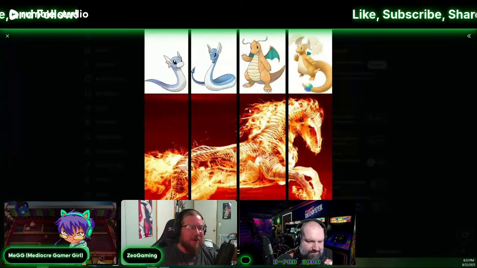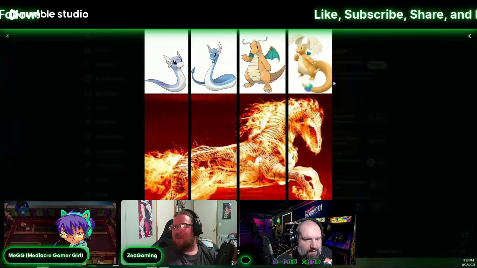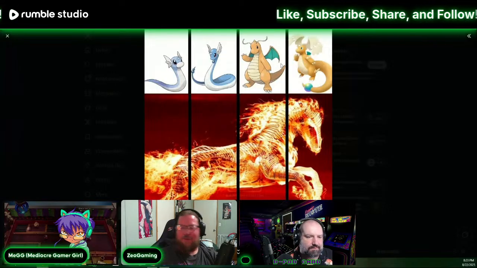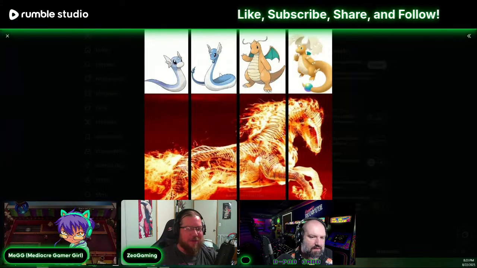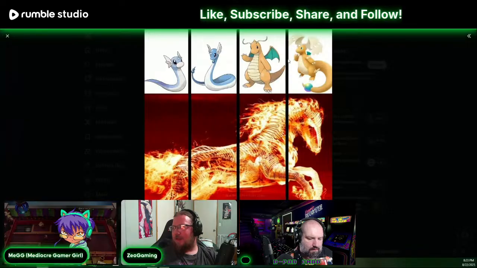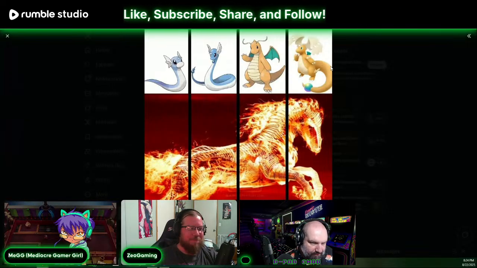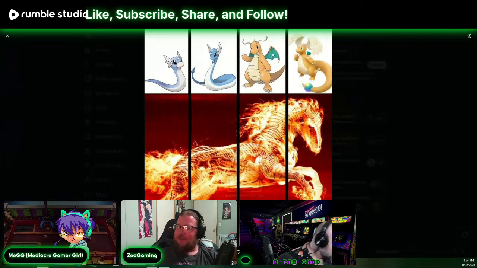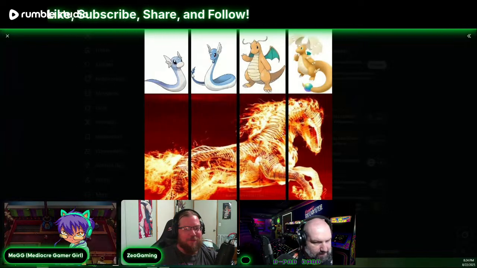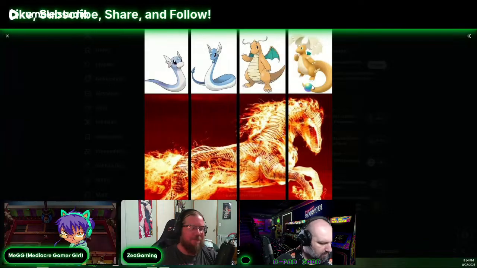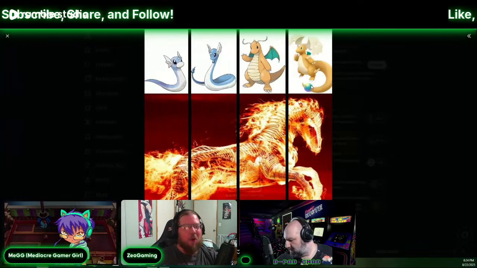So this is Dragonite, okay? This is Dragonite's final form, and they've given him a Mega Evolution now. And this is the Mega Evolution. They gave him Dumbo ears. And then they took the little ball off the end of Dragonair and stuck it on his tail. And I'm just like, why?